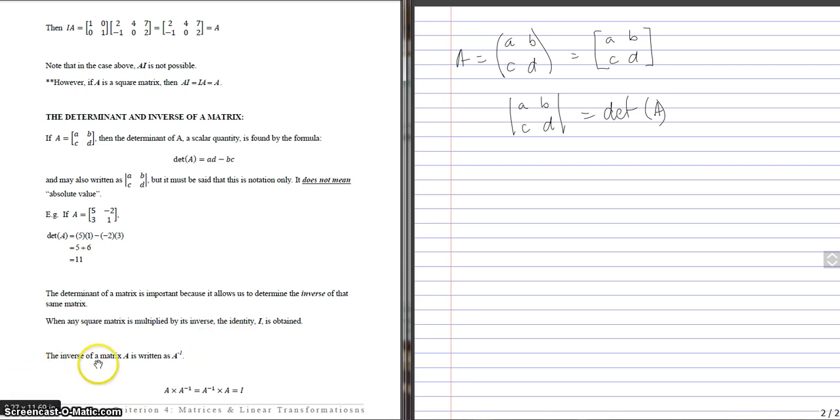Alright, so the inverse of a matrix A we write as A with a superscript -1. So it doesn't mean to the power of -1 necessarily, it's a notation. So A times the inverse of A gives us the same result as the inverse of A times A. So the order here doesn't matter in terms of multiplying the inverse with its original matrix.